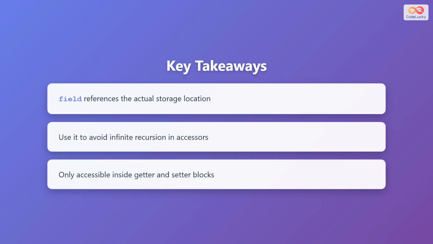Let's recap the key points. First, field references the actual storage location of your property. Second, use it to avoid infinite recursion in your custom accessors. Third, the field keyword is only accessible inside getter and setter blocks. You cannot use it anywhere else in your class. Mastering backing fields is essential for writing robust custom properties in Kotlin.